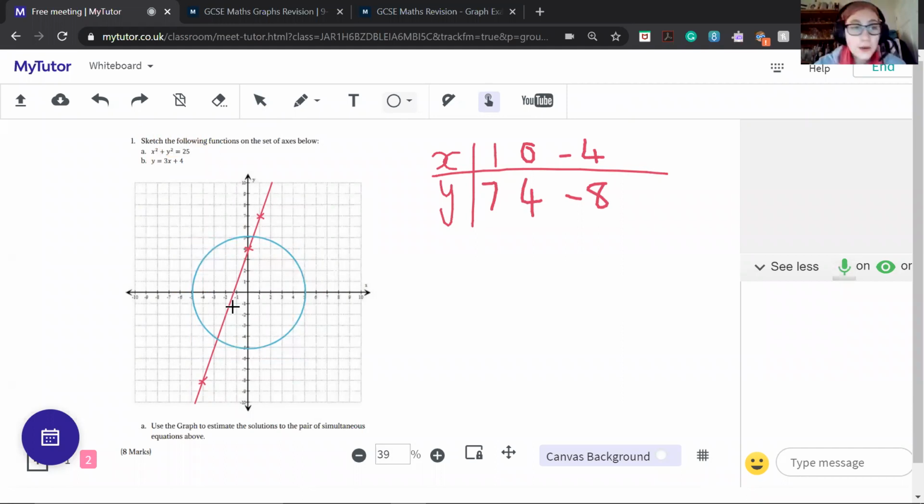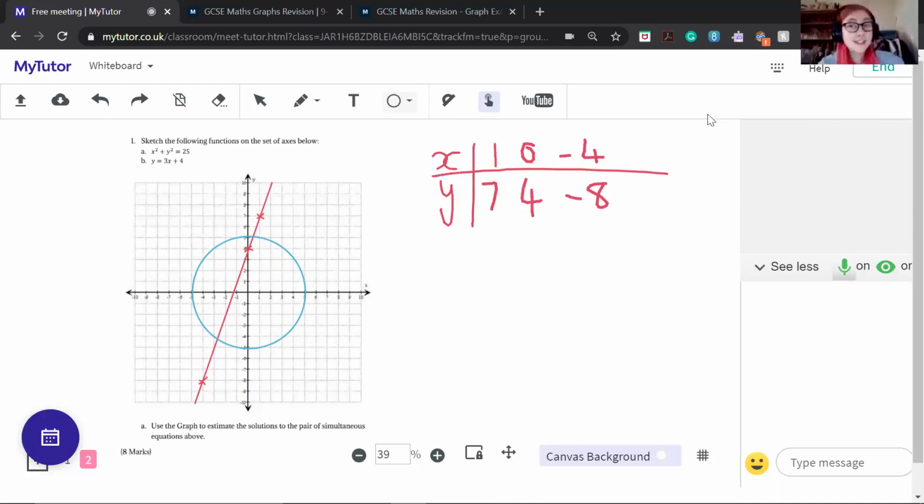So now what we can do is think about estimating the solutions to this pair of simultaneous equations. So what this means is that both of these equations are true. So let's first of all think about this straight line where y equals 3x plus 4. Along every single point on this line, y is equal to 3x plus 4. That's what the line means. It means that this equation is true at every point along this line. So the solution is somewhere along this line.